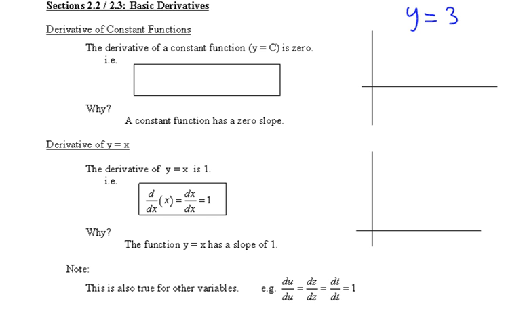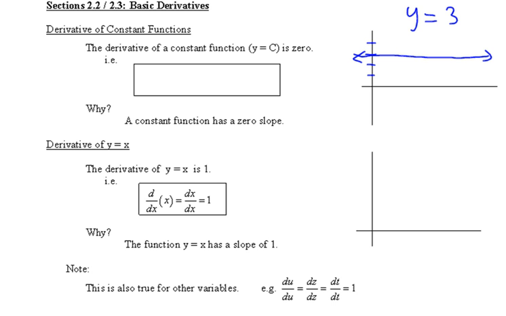We're going to begin with a very simple function, y equals 3. If I drew y equals 3, what would it look like? A horizontal line through 3 on the y-axis. Do we agree? I think it's pretty obvious from this trivial graph that its slope is always 0. You'd be okay with that, right?